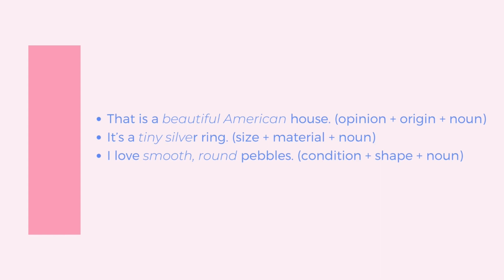Third example is, I love smooth round pebbles. Here, the condition of the noun pebbles is stated first and then its shape. And of course, after that, the noun itself.